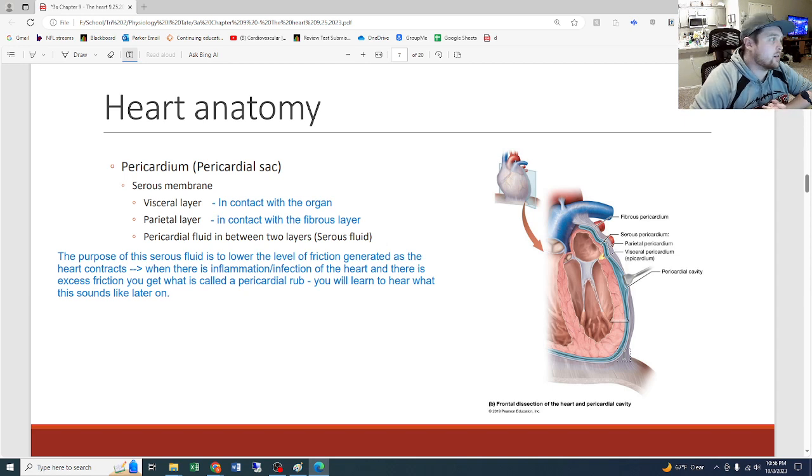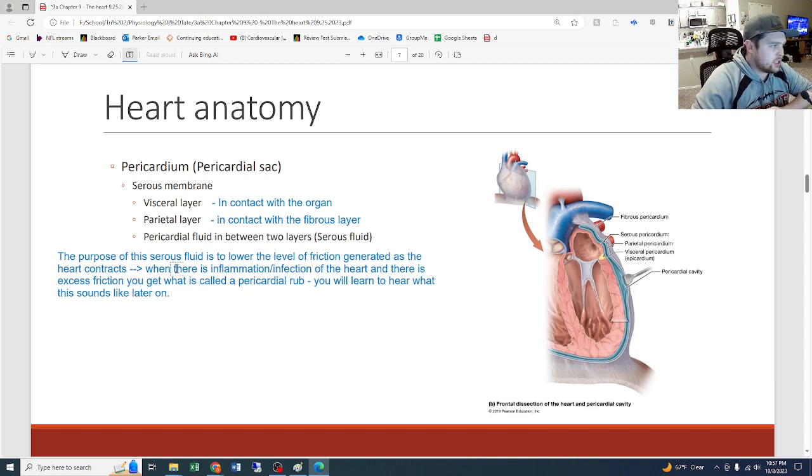So we have these different layer systems in place, as well as fluid in there, to prevent too much friction from occurring. We have our fibrous pericardium on the outside, and then we have a serous membrane, and there are multiple layers. There's a visceral layer, which is in contact with the heart surface itself, that epicardium, and the parietal layer, which is in contact with the fibrous tissue. Between those two, there's pericardial fluid, also known as serous fluid, that lowers the friction generated as the heart contracts and pumps and moves.